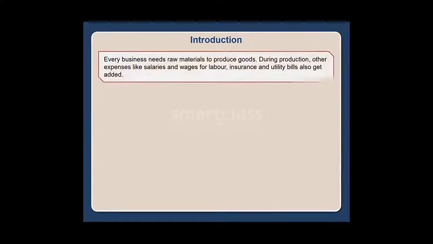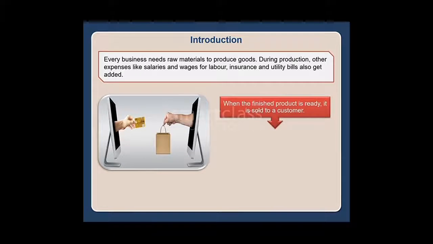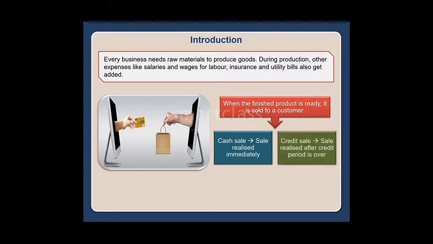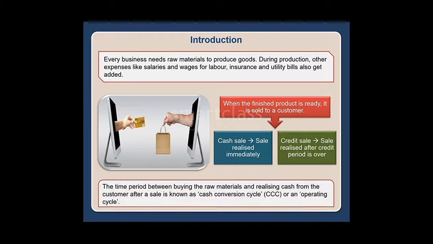Introduction. We know that every business needs raw materials to produce goods. During production, other expenses like salaries and wages for labor, insurance, and utility bills also get added. When the finished product is ready, it is sold to a customer. If it is a cash sale, the sale proceeds are realized immediately. If it is a credit sale, then it is realized after the credit period is over. The time period between buying the raw materials and realizing cash from the customer after a sale is known as cash conversion cycle, CCC, or an operating cycle.